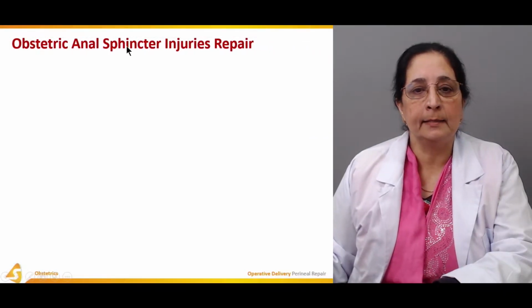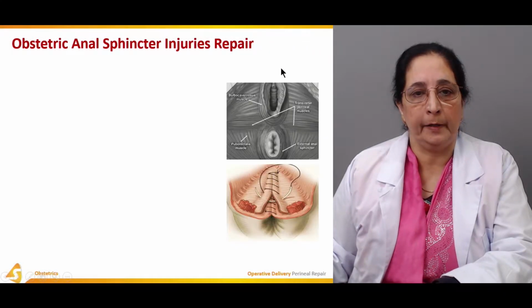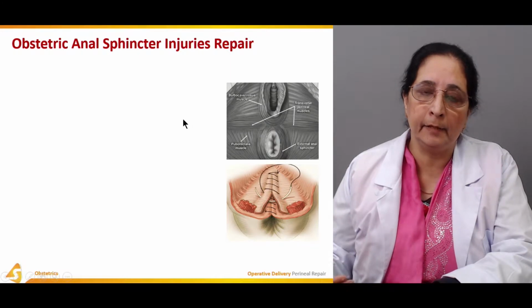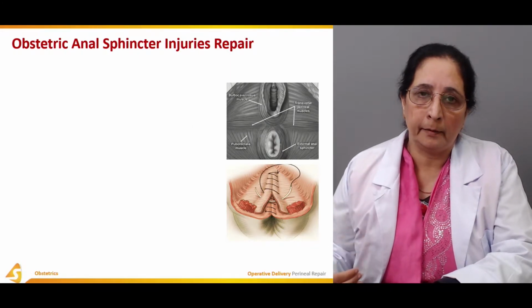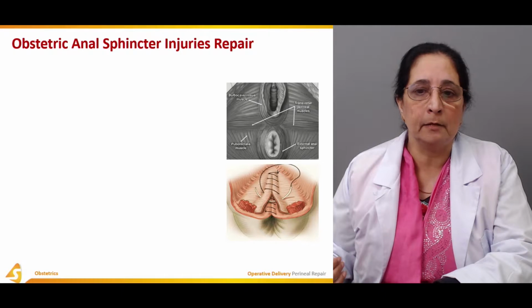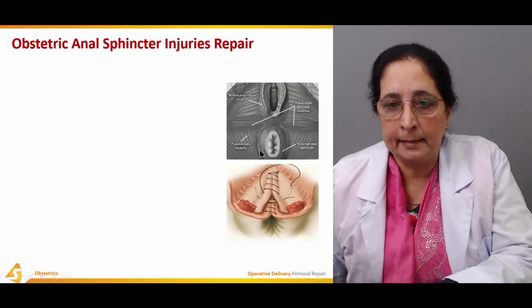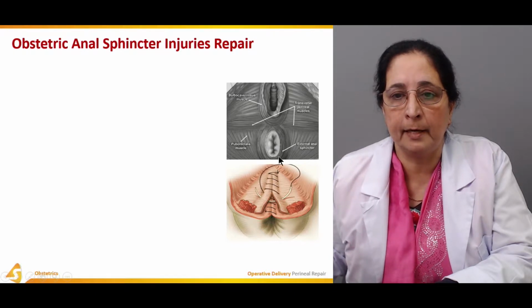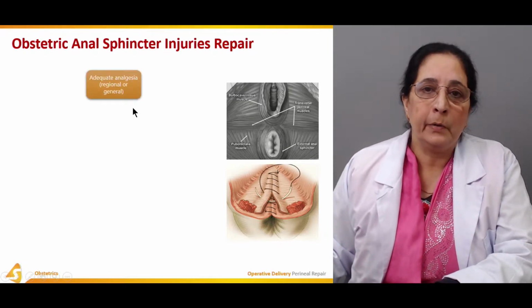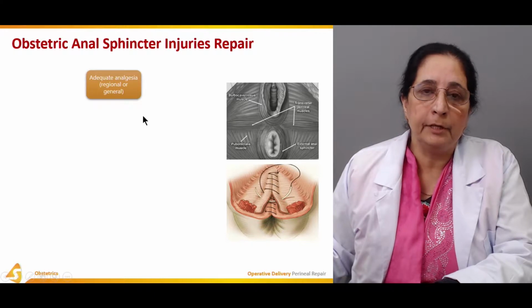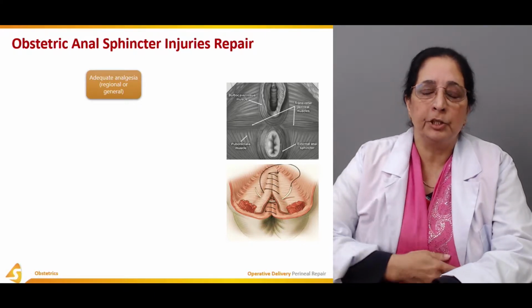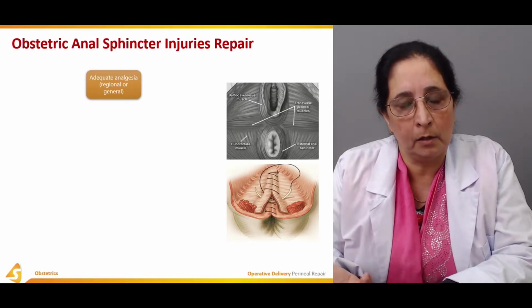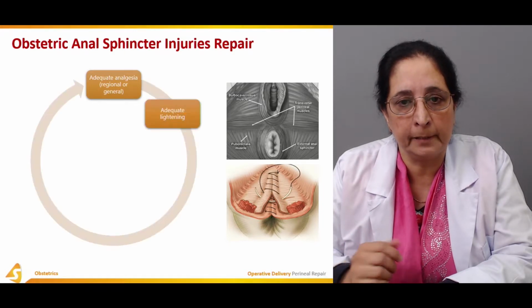Obstetric anal sphincter injury repair, usually with the third degree perineal tear, there is involvement of the anal sphincter. So this is the external anal sphincter. Adequate analgesia is given, which can be regional or general anesthesia depending on the patient condition.